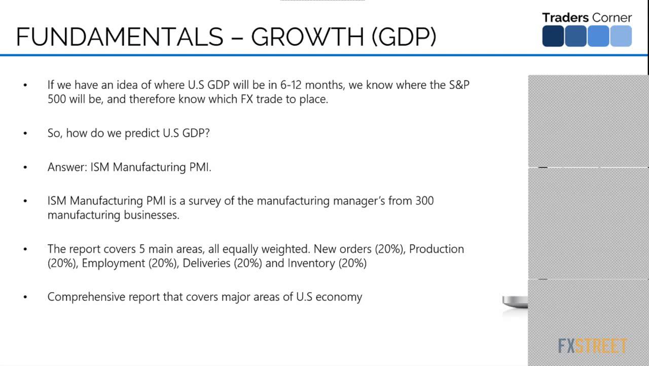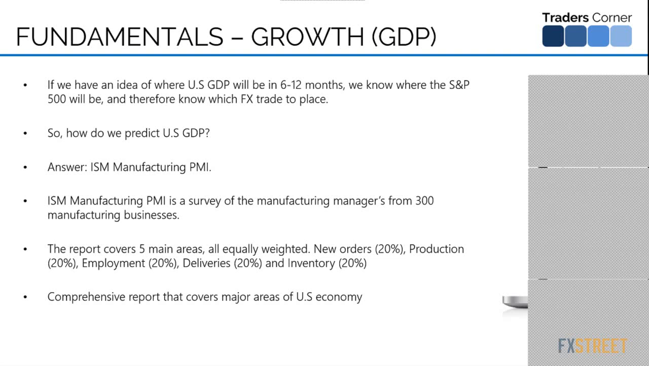Okay, no takers. Well, the answer is the one economic indicator, the one report that seems to be forward-looking 80% of the time, as I'll show you later, is the ISM Manufacturing PMI. Now, the ISM Manufacturing PMI is a survey of all the manufacturing managers from 300 manufacturing businesses. The report's equally distributed, and it covers 5 main areas: new orders, production, employment, deliveries, and inventory.